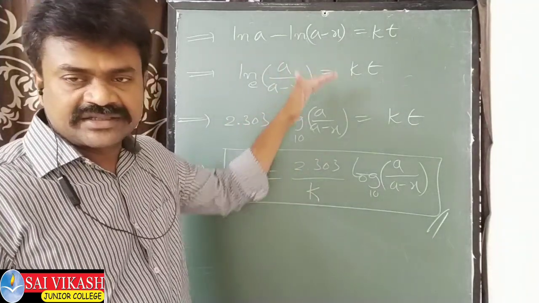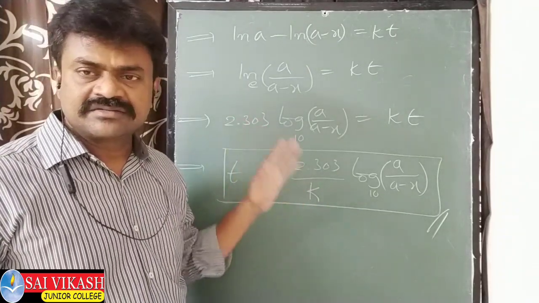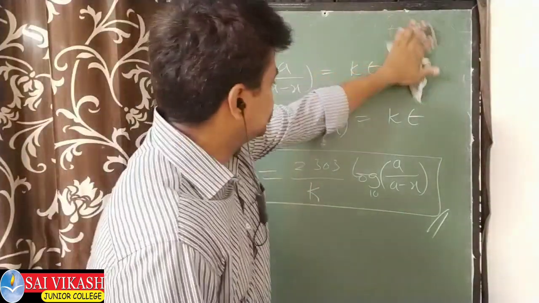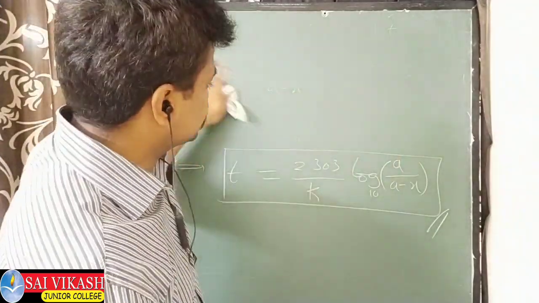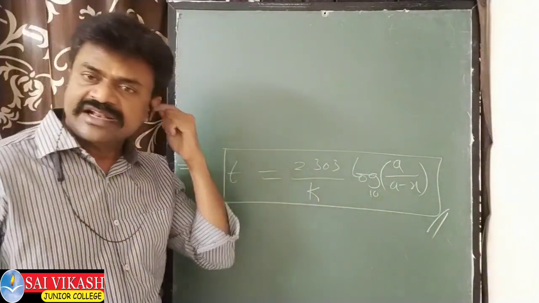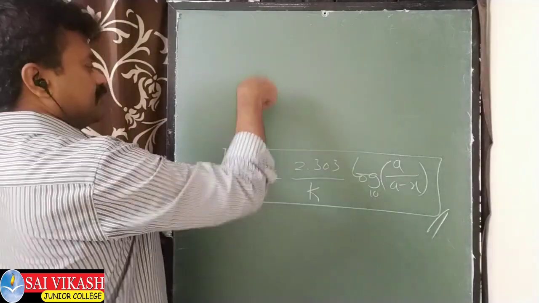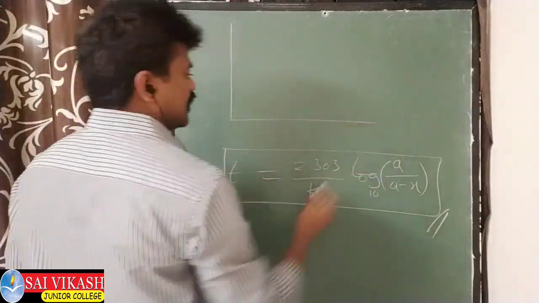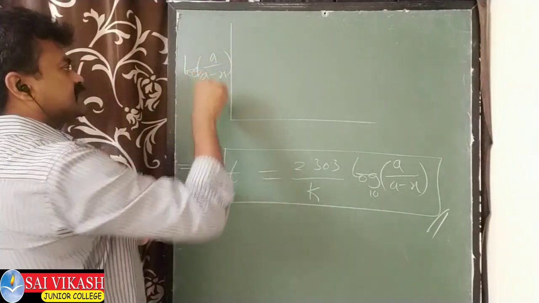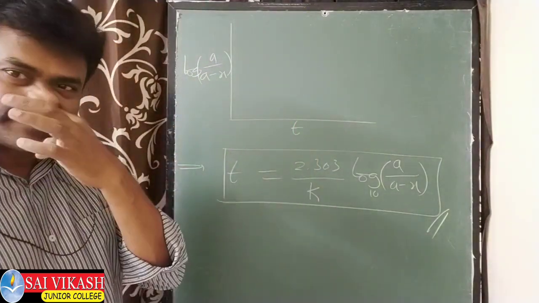After the integrated rate equations are over, we have some numericals. But before doing the numericals, I will tell you half-life. Before discussing half-life, there are some graphs also on this. Let us draw the graphs now. I am taking log of a by a minus x on the y-axis, time on the x-axis.